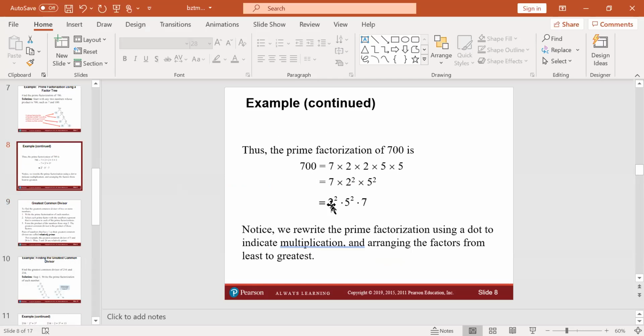So you can write 700 as 2 squared times 5 squared times 7 to the first, if you wanted, or just times 7.